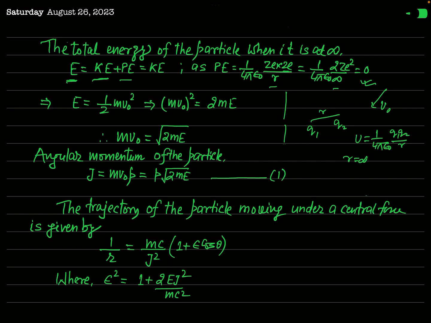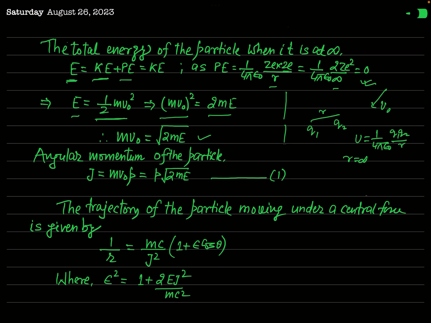And as you know, in this process the nucleus will never be in motion, so the nucleus will have no kinetic energy. So the total energy E of this colliding system will be simply equal to the kinetic energy of the alpha particle in the beginning. You have assumed that its initial velocity is v naught, so E will be equal to half m v naught square. From here you can write m v naught whole square equals 2mE, and therefore m v naught will be equal to the square root of 2mE.